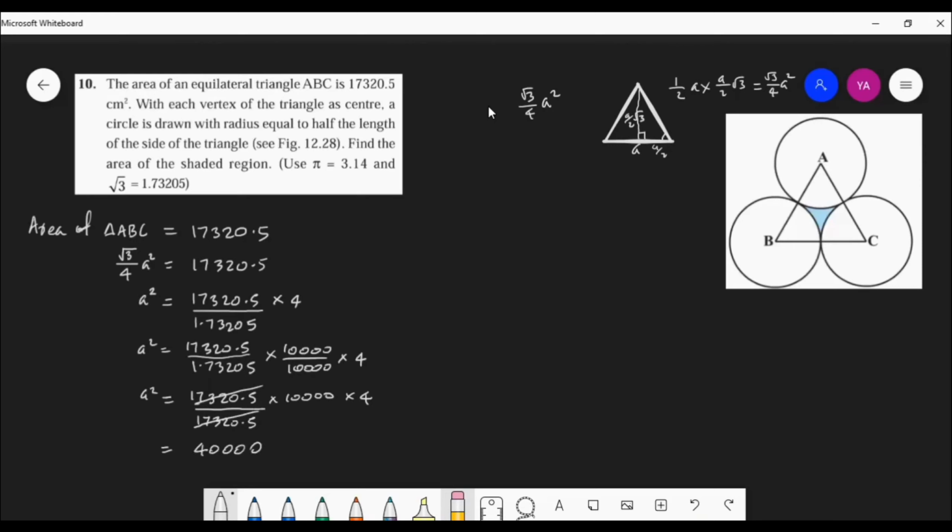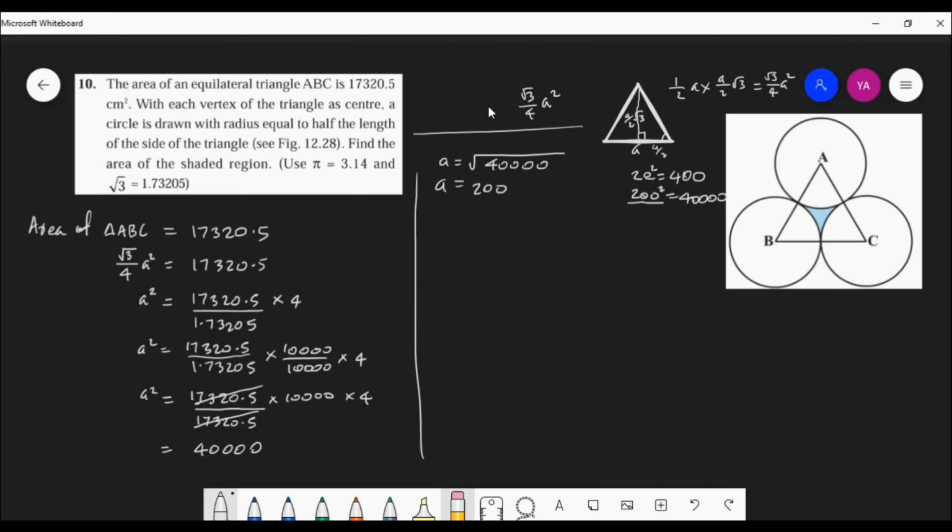We got A square, we need A. So what will be A if A square is equal to 40,000? A will be the square root of 40,000, right? How can we find the square root of 40,000? It's very simple. We know that 20 square is 2 square, 4, and double the number of zeros, so we get 400. And 200 square? 2 square is 4 and you put double the number of zeros, we get 40,000. So if 200 square is 40,000, then the square root of 40,000 is 200. We can write here A is equal to 200.